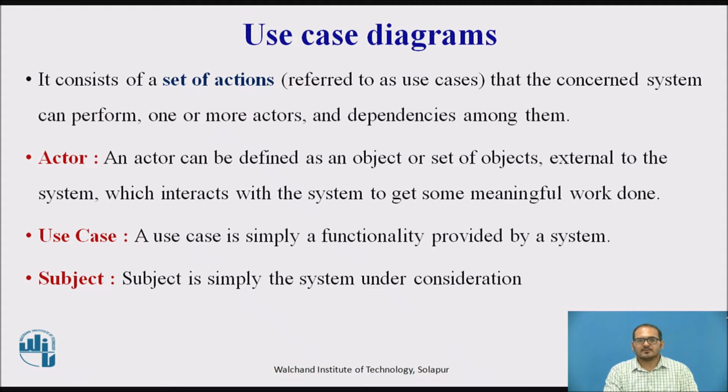A use case diagram belongs to the category of behavioral diagrams of UML diagrams. Use case diagrams aim to present a graphical overview of the functionality provided by the system. It consists of a set of actions, referred to as use cases, that the concerned system can perform, one or more actors, and dependencies among them.